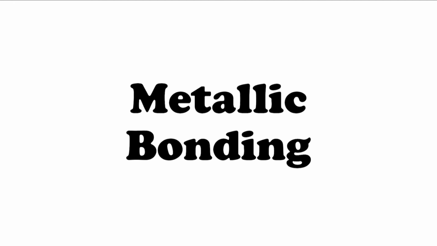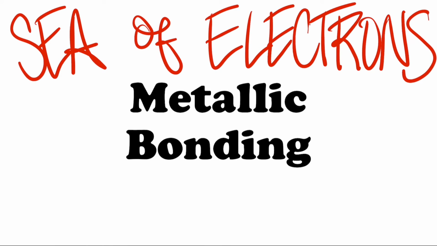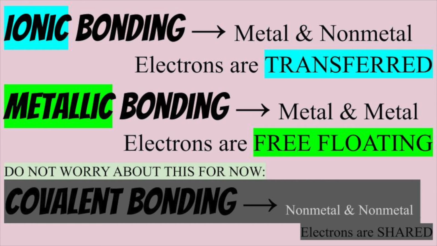Metallic bonding. I'm going to tell you right now, the one big thing you need to know for metallic bonding is sea of electrons, right? That's what we have in metallic bonding. So what do I mean by that? So we've been doing ionic bonding, which is a metal and a nonmetal. I've been telling you not to worry about nonmetal, right? That's covalent. We will get to that soon. Now we're going to talk about metallic bonding. And like I just said, the sea of electrons, right? The electrons are free floating, and that's what we are going to get more into right now.